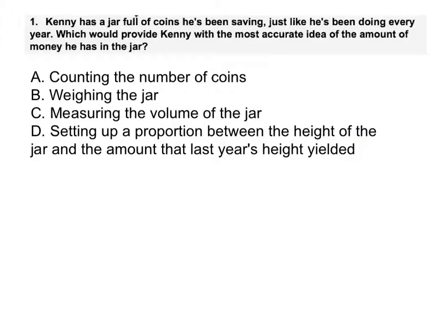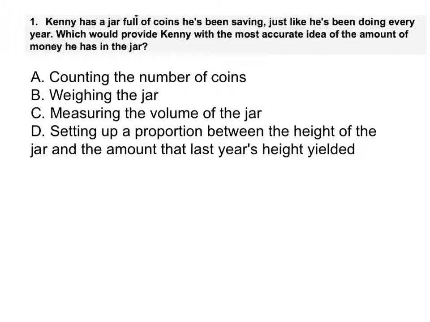Kenny has a jar full of coins he's been saving, just like he's been doing every year. Which would provide Kenny with the most accurate idea of the amount of money he has in the jar? Counting the number of coins, weighing the jar, measuring the volume of the jar, setting up a proportion between the height of the jar and the amount of last year's height yielded.